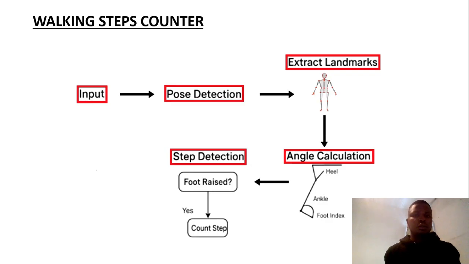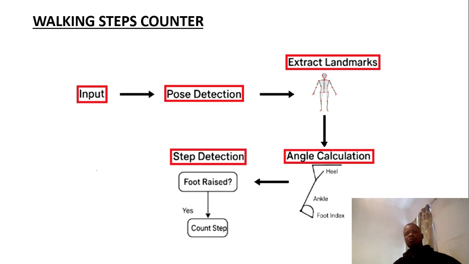So these are the steps that we are going to take. We are going to get the input, which we know how to do. We're going to initialize pose detection, which we know how to do too. Then we will extract landmarks, which we know how to do too. Then after that, we'll do something different. We are going to calculate angle.